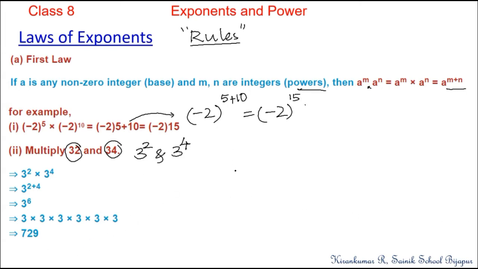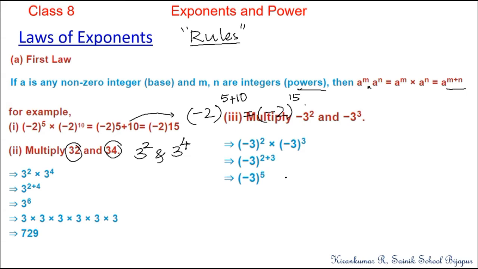Third one, suppose the question is multiply (-3) to the power 2 and (-3) to the power 3. This will be (-3) raised to the power 2 plus 3, which is (-3) to the power 5. It means -3 is multiplied 5 number of times. It will be -243.